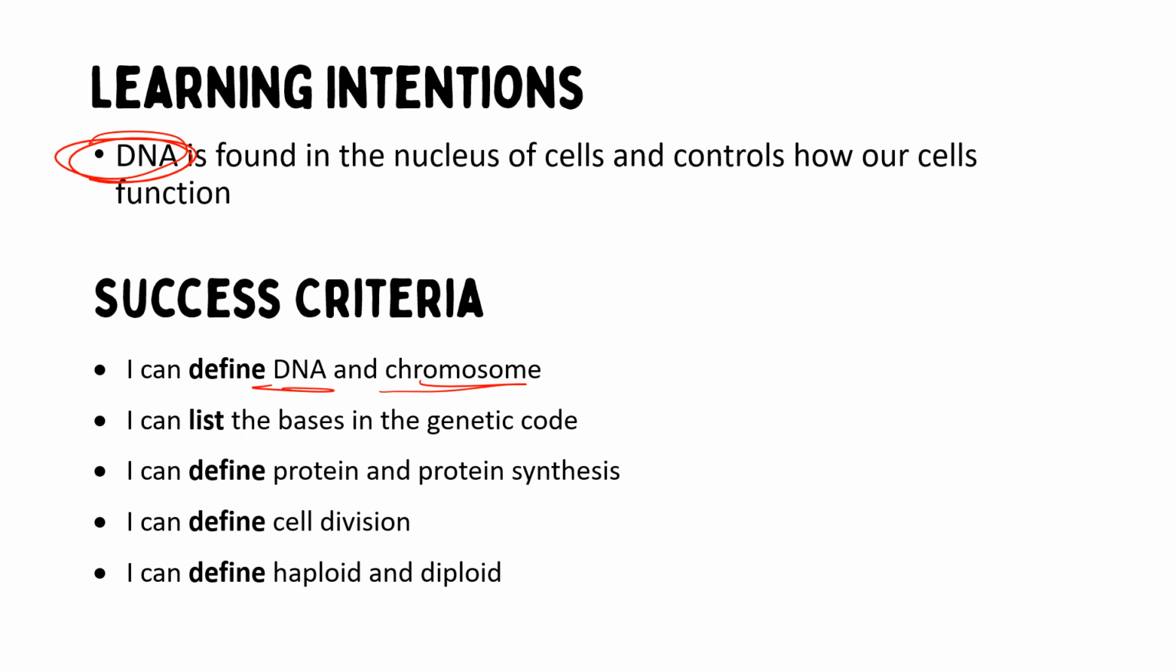The keywords you need to be able to define at the early stage are DNA and chromosome, the bases in the genetic code, protein and protein synthesis, what cell division is, and the difference between haploid and diploid cells.